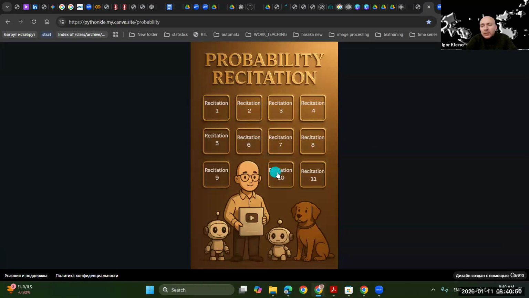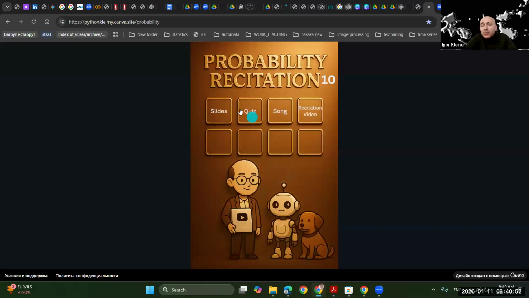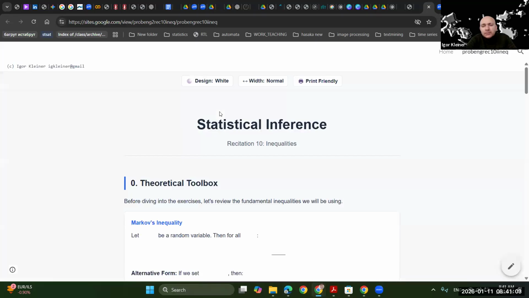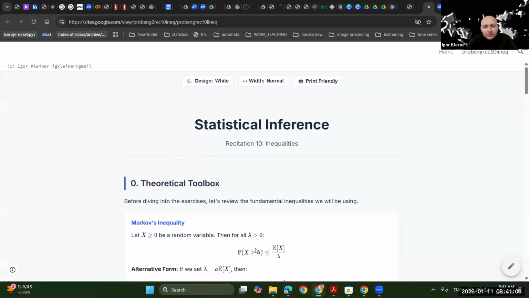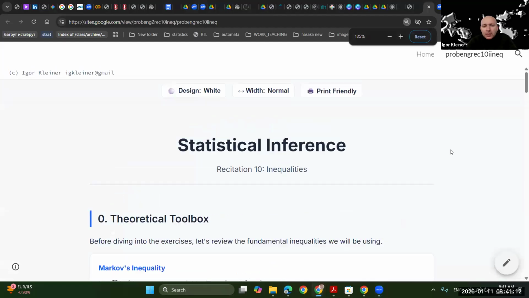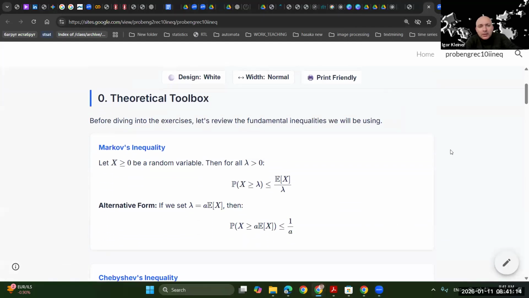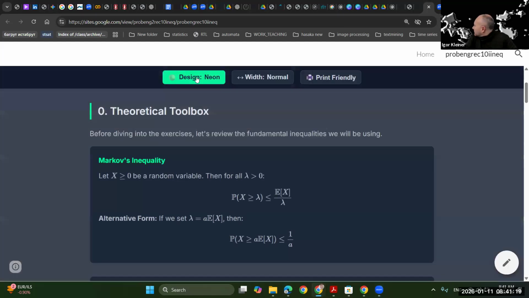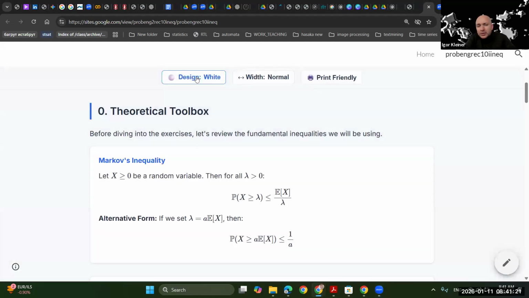Today we're at recitation number 10. Here you have a quiz about generating functions, and this is our slides for today. Let me make it bigger. Okay, let's start. Probably it's better.